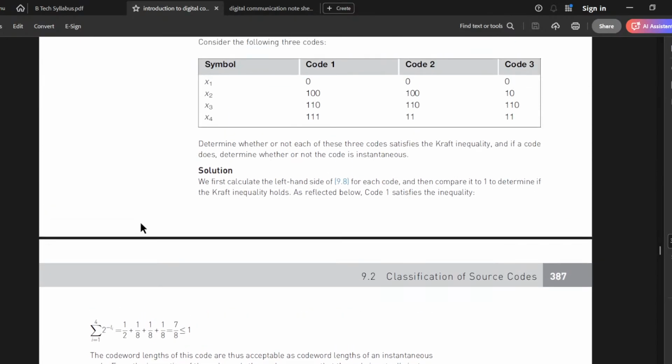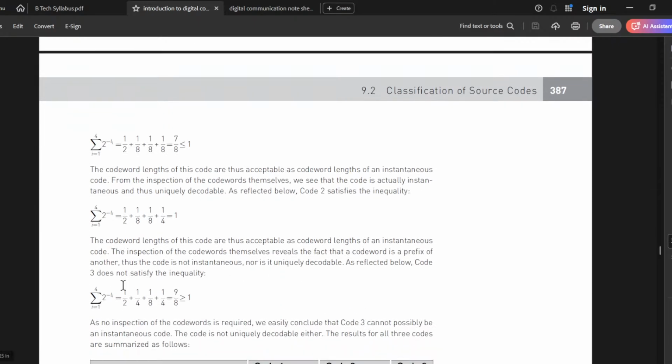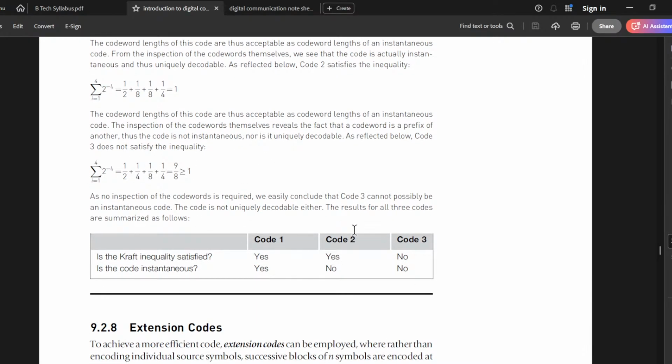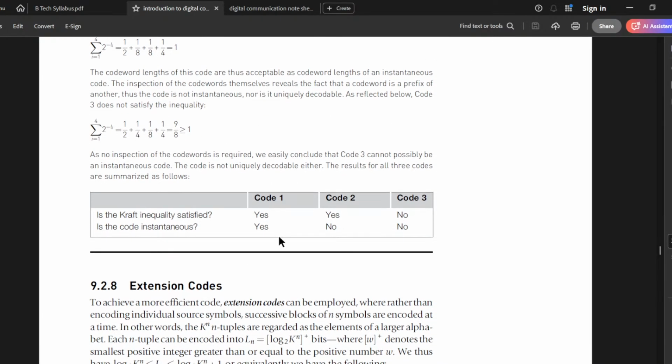In the third case, the lengths are 1, 2, 3, 2. So 1 by 2, 1 by 4, 1 by 8, 1 by 4. With the denominator 8, it will be 4 plus 2, 6, plus 1, 7, plus 2, 9 by 8. It is greater than 1, so it is not an acceptable code word length.